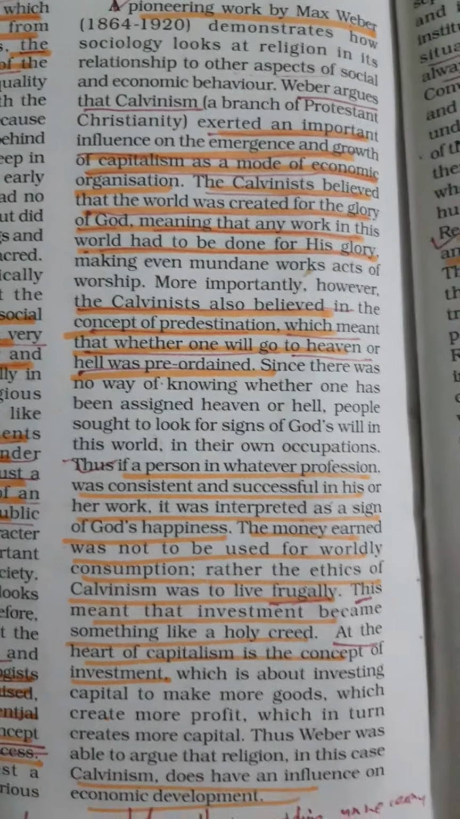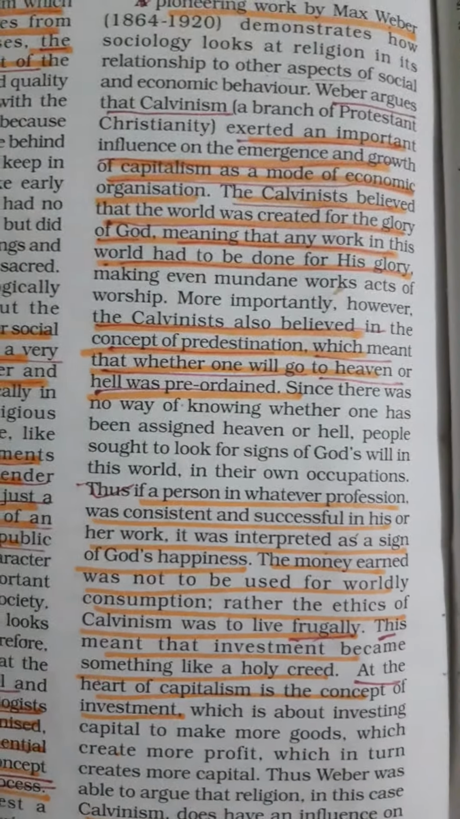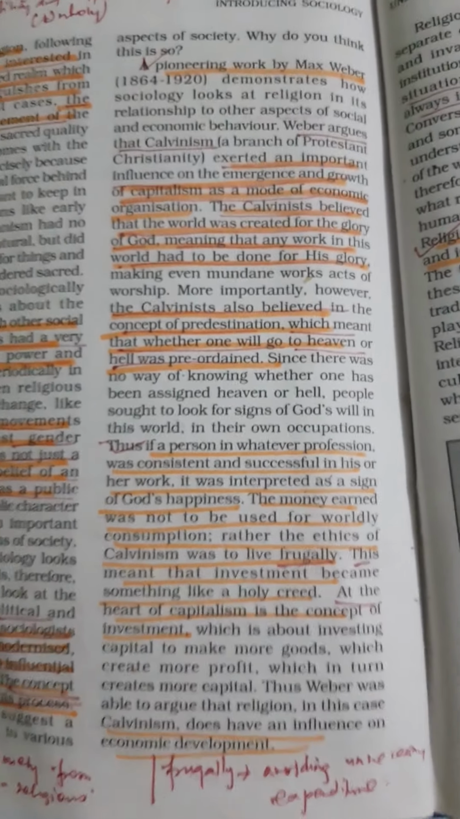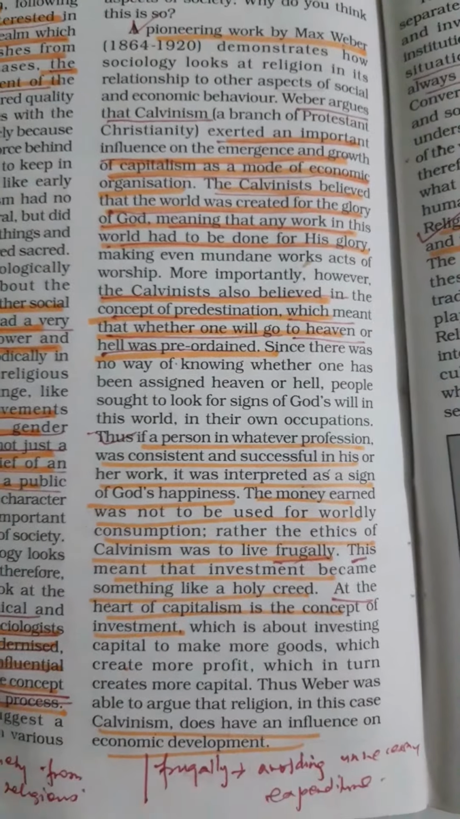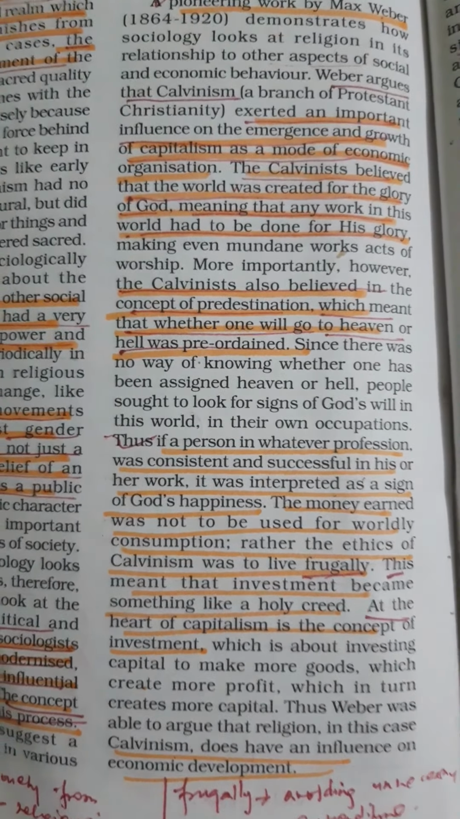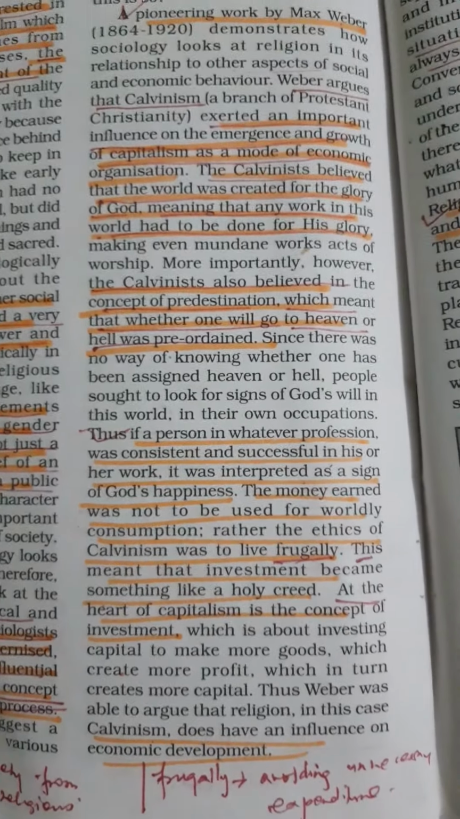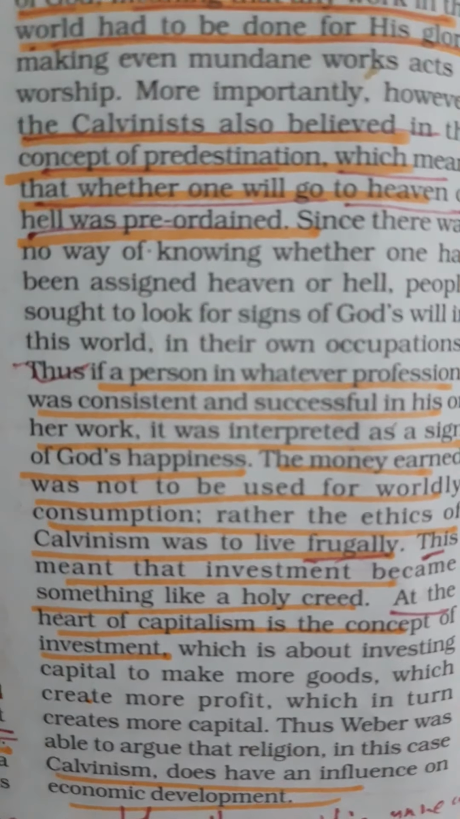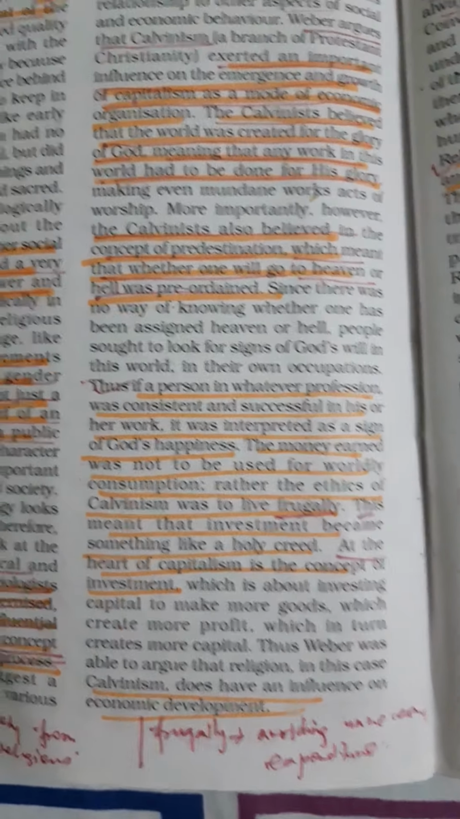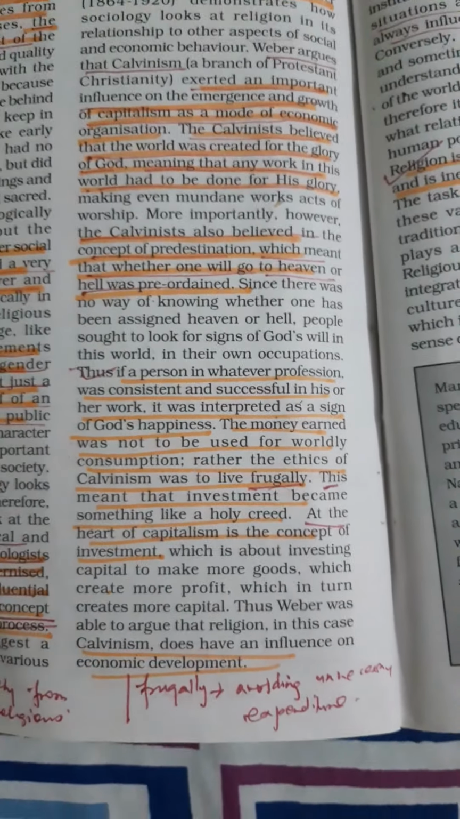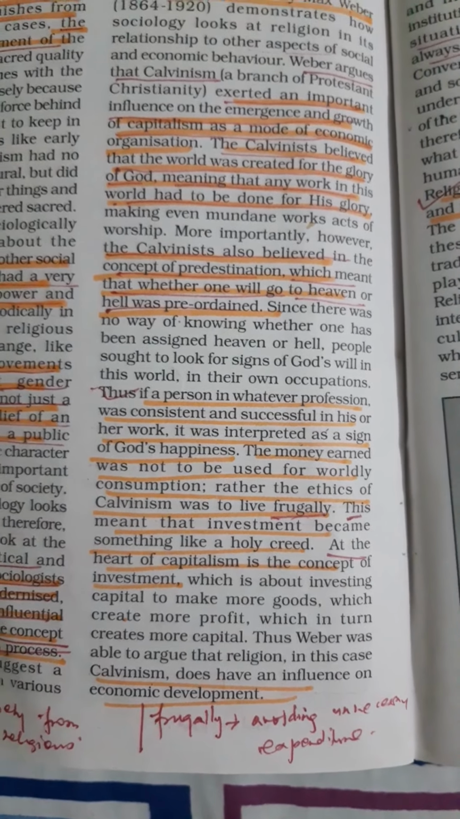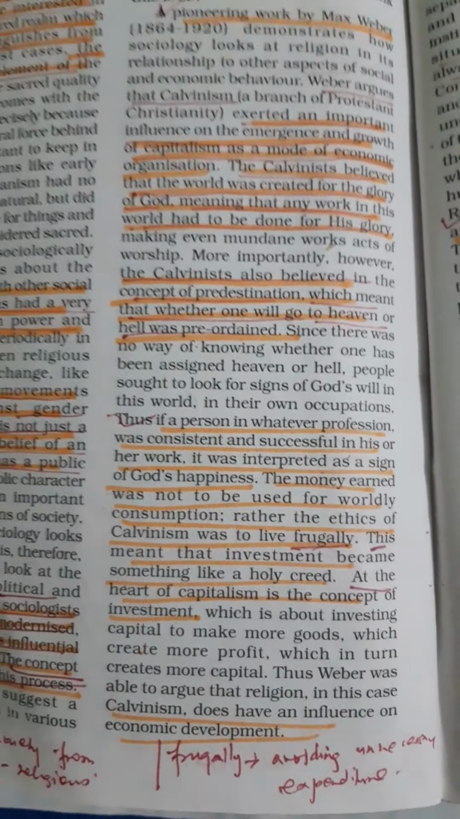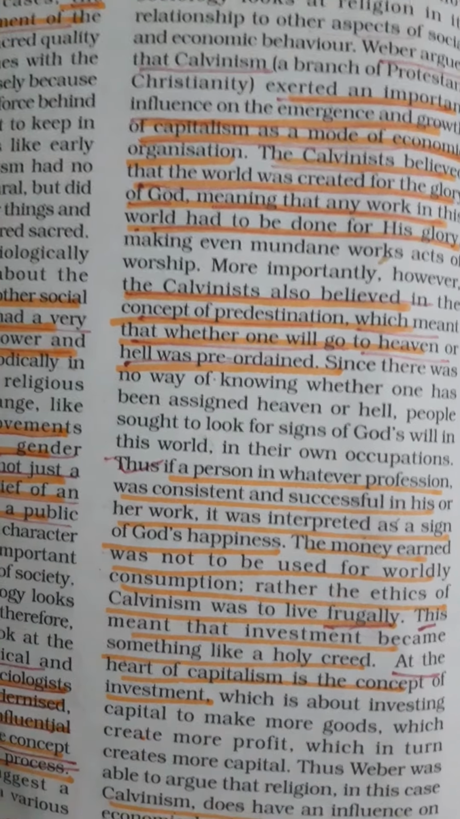The Calvinists also believed in the concept of predestination. Predestination means that whether a person will go to heaven or hell after death has already been determined. So in order to go to heaven, to do good things or to please God, they worked so hard and invested all the money. The money earned was not used for worldly consumption, meaning they did not use it for materialistic things. Rather, the ethic of Calvinism was to live frugally, which means not spending money on unnecessary things. So this became something like a holy creed, their principle.